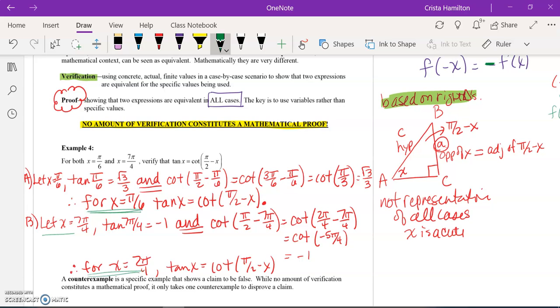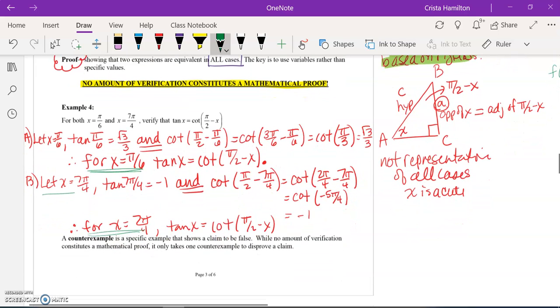But hopefully you see the difference between this problem and the formal proofs that we did earlier. The formal proofs that we did earlier with the transitive property show that it works for all. This just shows that it works for two angles. And it could work for a million angles and still not be true for all because there may be one case it doesn't work for.